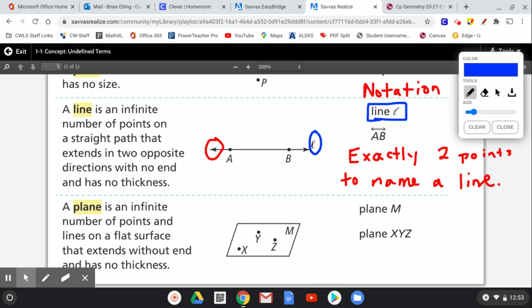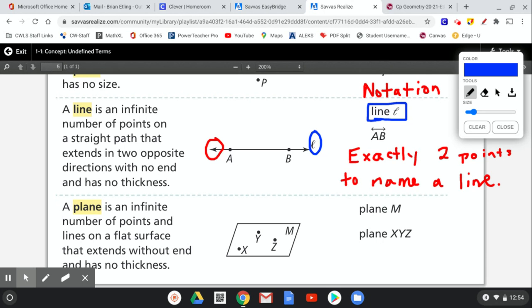All right. However, if you notice, line L and line AB, they're the exact same thing. So think about this as like someone has a nickname. We're talking about the same person, but we might use two different names to get attention to that person. So a person may have, you might call them by their first name, you might call them by their nickname. You're still talking about the same person. Same thing, we're still talking about the same line.